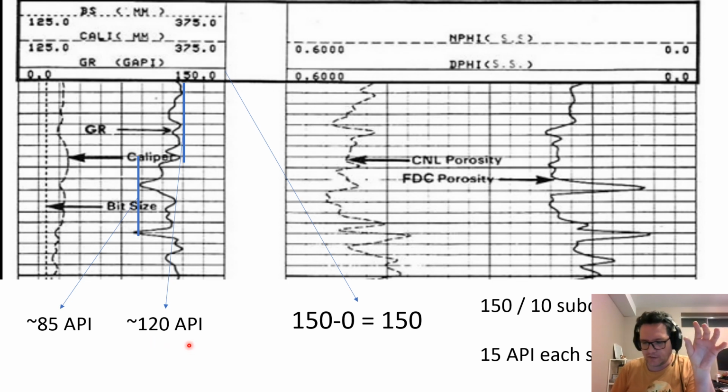For the shale, we can have two approaches. We can either select an average of the shale if it's not varying that much, or we can get the highest peak on the gamma ray.